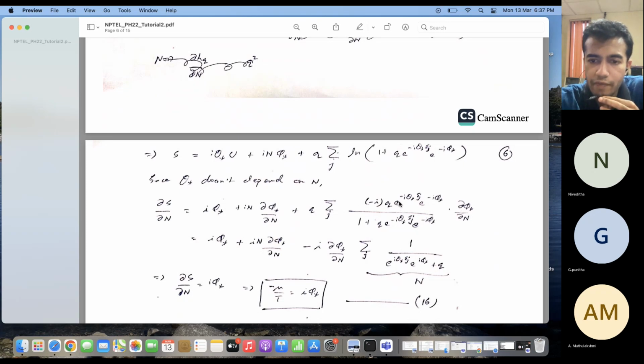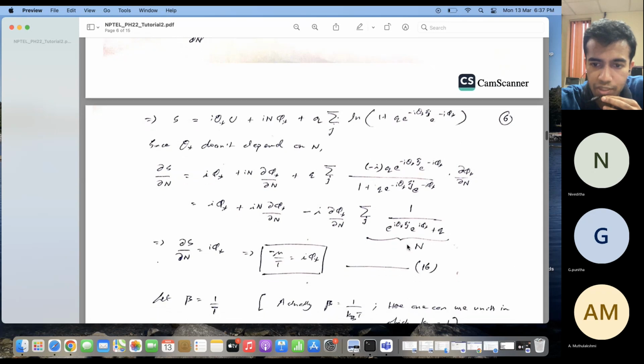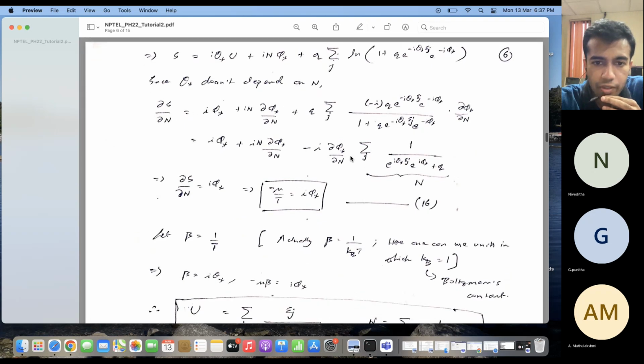Now if I divide the numerator and the denominator by e to the power minus I phi star epsilon j into e to the power minus I phi star, then I get this quantity to be equal to minus I del phi star del N summation j 1 by e to the power I phi star epsilon j e to the power I phi star plus q. And this quantity was nothing but capital N, as we saw earlier over here. So if this is capital N, then this term and this term cancel out because they have opposite signs. So del S by del N is equal to I phi star.